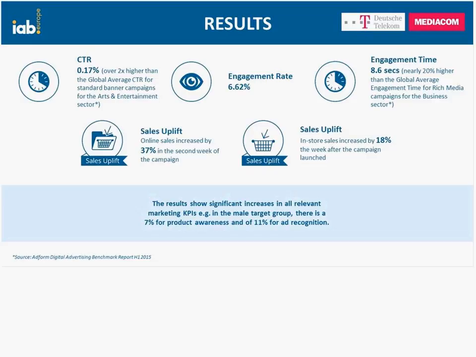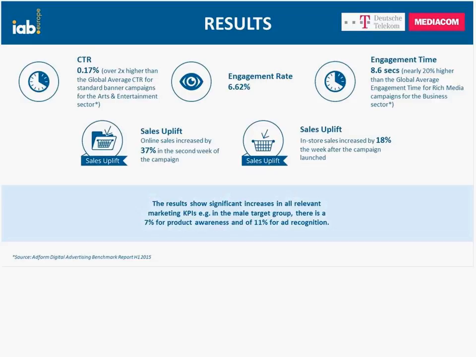In terms of engagement rates and people interacting with the banner, whether that's hovering or clicking or general engagement, it achieved a 6.62% engagement rate. And in terms of time spent engaging with the banners, we had an average which is over 20% higher than the global average for the business sector, which was 8.6 seconds people were engaging with the various banners.